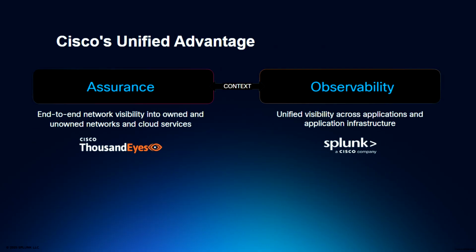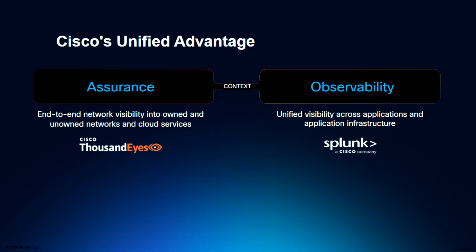So what does the combined Cisco and Splunk story actually deliver? Two things that work together. On the assurance side, that's ThousandEyes. You get end-to-end network visibility into both the networks you own and also the ones that you don't: the internet, your SaaS providers, your cloud providers, your ISPs. ThousandEyes gives you visibility into all of that from the perspective of your actual users.